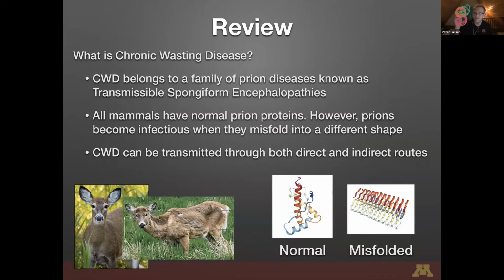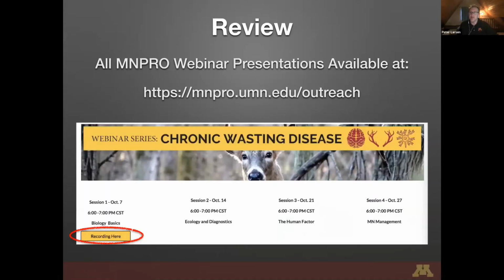Okay, this is that misfolded slinky, and I'm showing you in the protein diagrams in the lower right-hand corner. CWD can be transmitted through both direct and indirect routes, and we'll be talking about those indirect routes today.